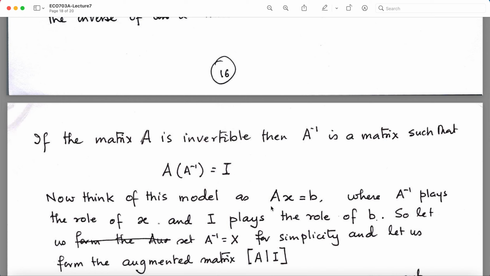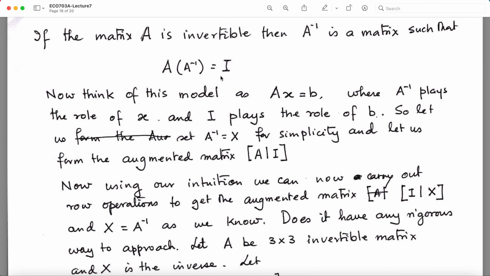Now, when I have AX equal to I, so if A is invertible, then if I multiply A inverse on both sides, what will I get? I will get IX equal to X, right? Because A inverse times A should be I, right? That's it. So X is the inverse basically. Capital X is the inverse. I have written A inverse equal to X.